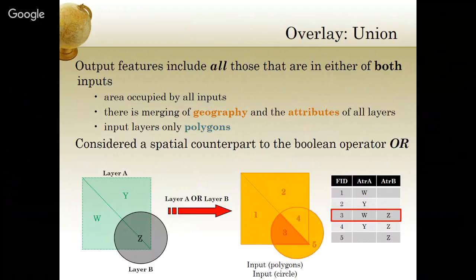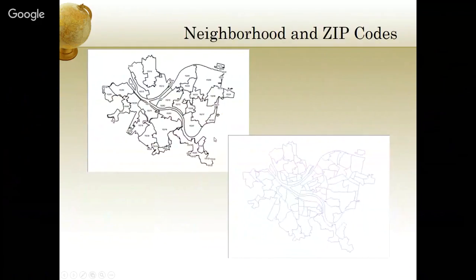So again, I'm going to take layer A and layer B with these zones W, Y, and Z. And then I notice here in region 1, it's only going to have that attribute W. Region 3 adopts both a W from layer A and a Z from layer B. So a union operation is a useful way to combine data that are coincident but may have different scales to one another. And you can, again, merge all the attribute information from these two.